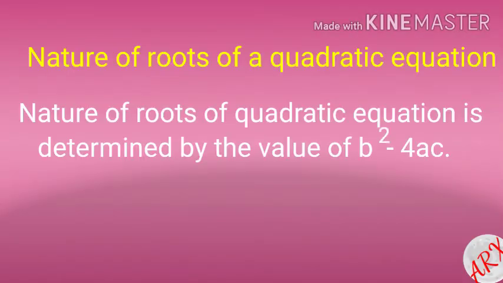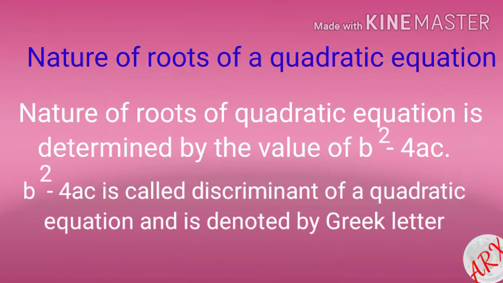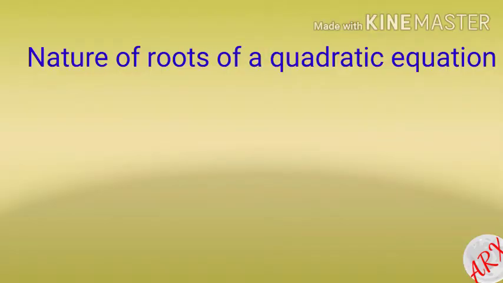Nature of roots of quadratic equation is determined by the value b square minus 4ac. b square minus 4ac is called discriminant of a quadratic equation and is denoted by the Greek letter delta, that is the sign of triangle. Now we will move on to nature of roots of quadratic equation.